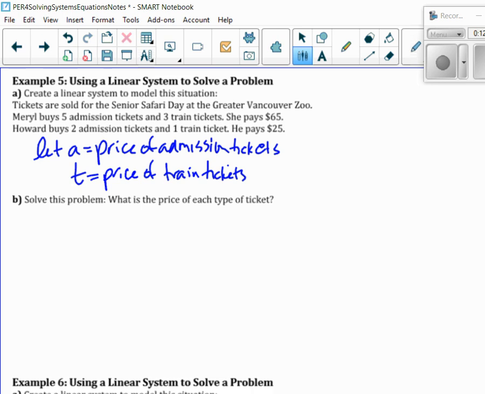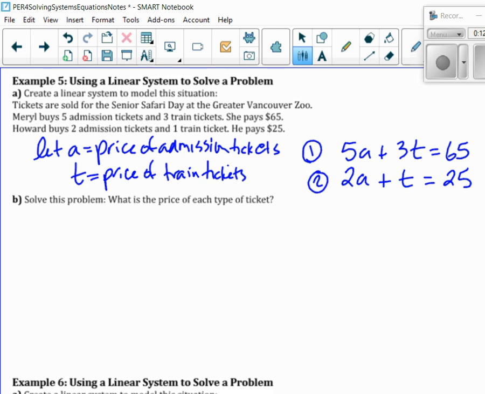Okay, who can come up with Meryl's one? Jackson? Very good. Okay, who can come up with Howard's equation? Fabia? 2a plus t equals 25. Very good. Okay, so I'm going to label this equation 1, equation 2. You don't have to do that, but I am.